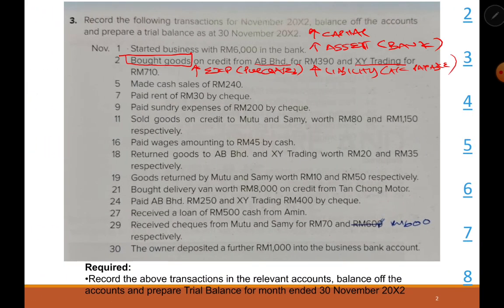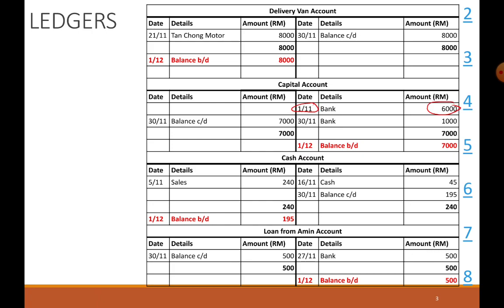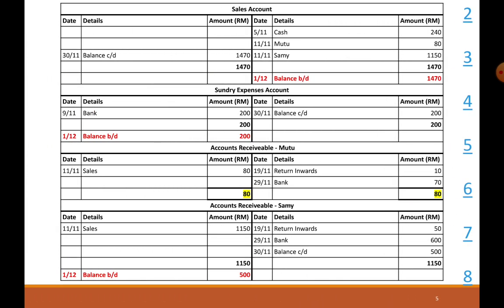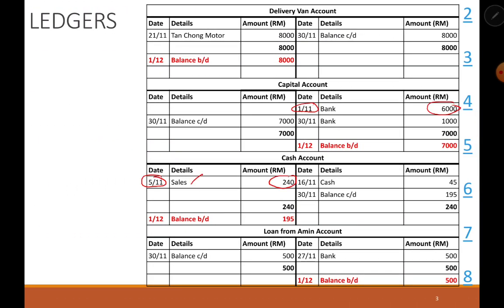The third transaction, made cash sales 240 ringgit. Okay, so sales and cash, increase in asset or cash, increase in revenue or sales. Increase in asset, debit asset. Increase in revenue, credit revenue. Okay, debit asset on the 5th of November, debit cash, credit sales. Credit sales, the 5th of November. Okay, debit cash, credit sales.